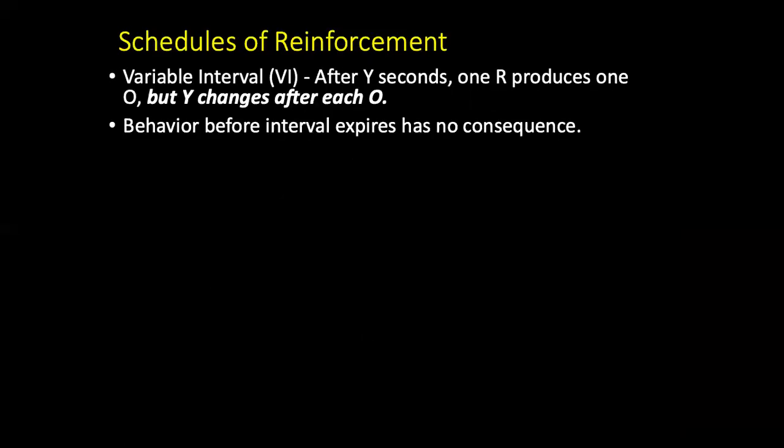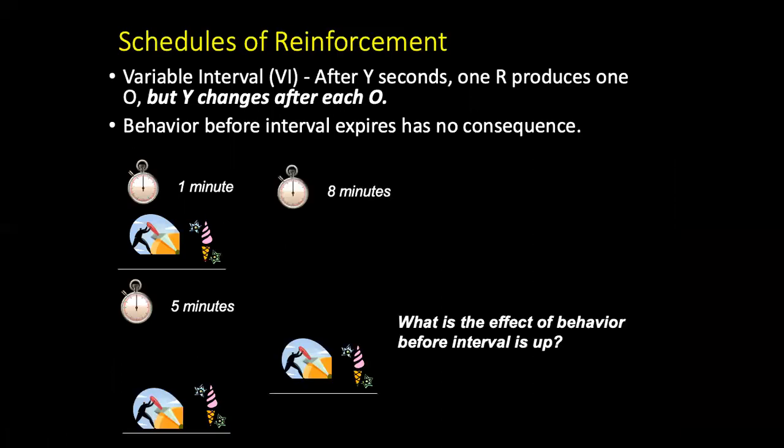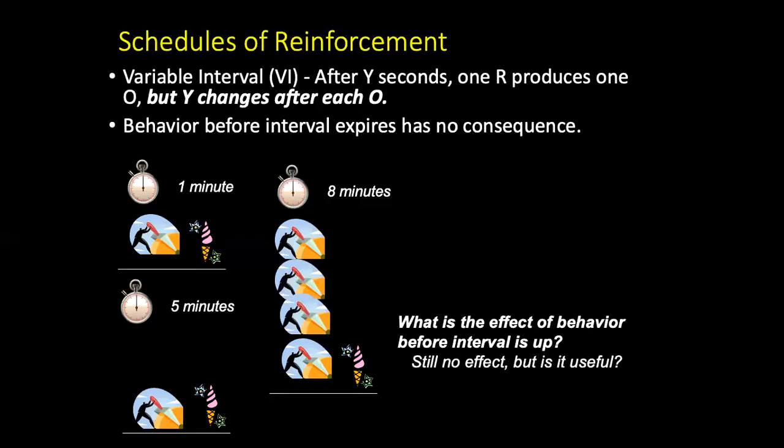Variable interval, again, same idea as variable ratio, that it's still based on time, but the time now is varied. So it's an average amount of time. So 1 minute, get an ice cream cone, 5 minutes, get an ice cream cone, 8 minutes. You can get the average of that amount of time, and it's different from a fixed scenario.